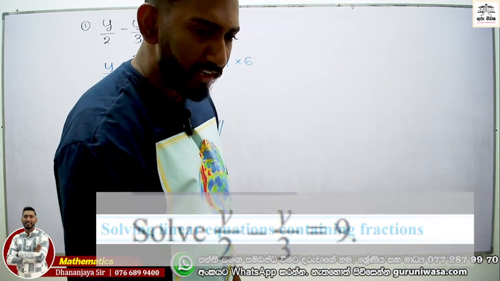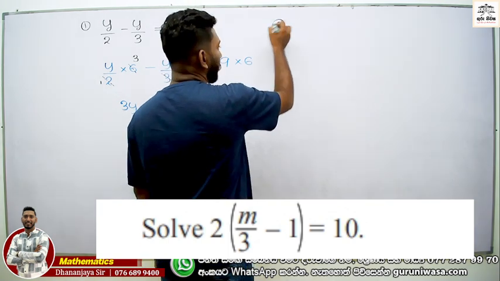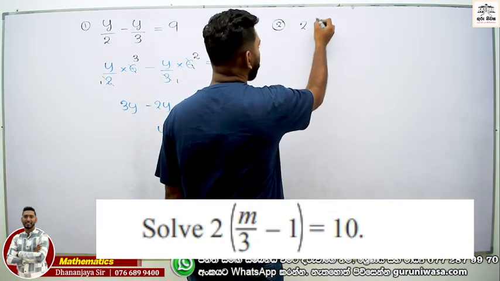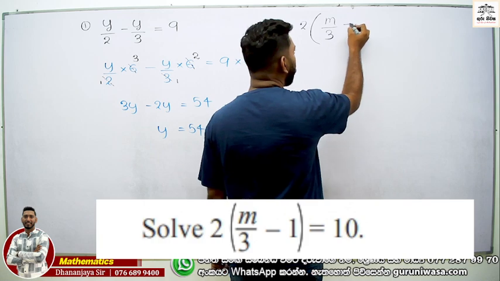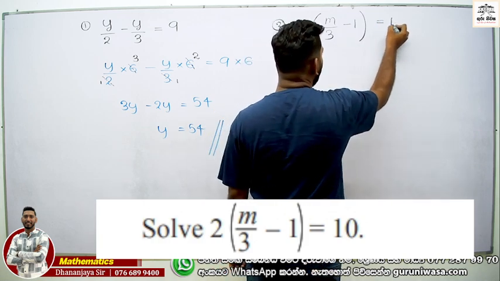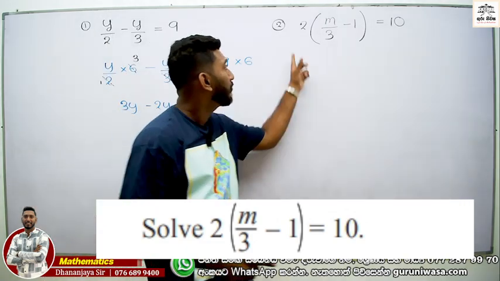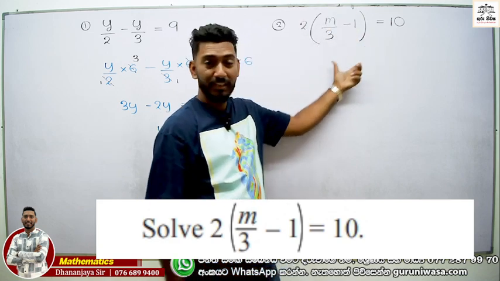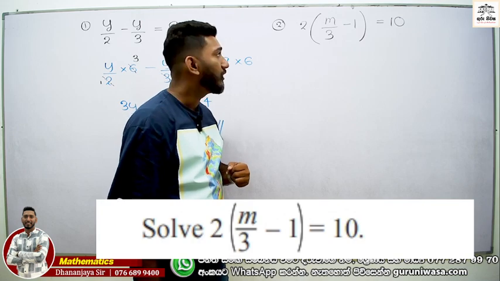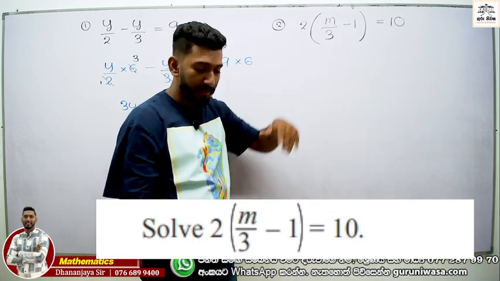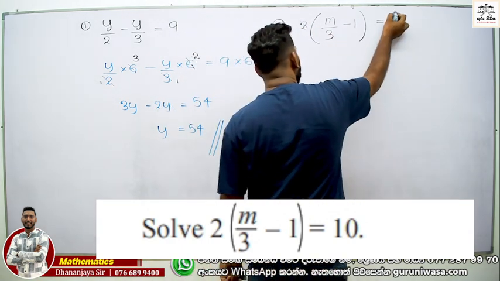Now look at the second example. Like this. 2 times parenthesis m over 3 minus 1 equals to 10. And do you remember the previous questions I said this one is like a family. Look at the right hand side, left hand side. Now you can simplify. How to simplify? 2 and 10 you can simplify. 2 times 1 and 2 times 5.